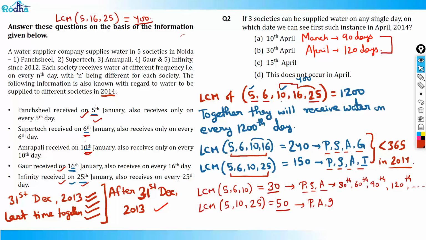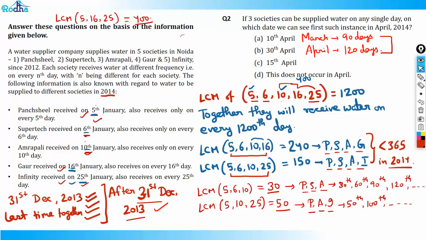For these societies, Panchsheel, Amrapali and Infinity, every 50th day, that is the 50th day, then the 100th day, and so on. But we don't have to consider 150 because it's again after 120. Why am I taking 120? Because it has to be in April. So after they all received water together on 31st December 2013, right? After that, they have to receive water. This question is for April.